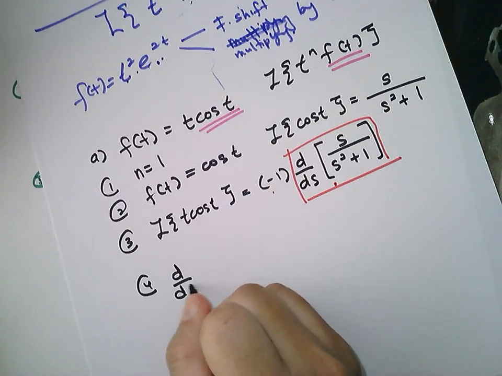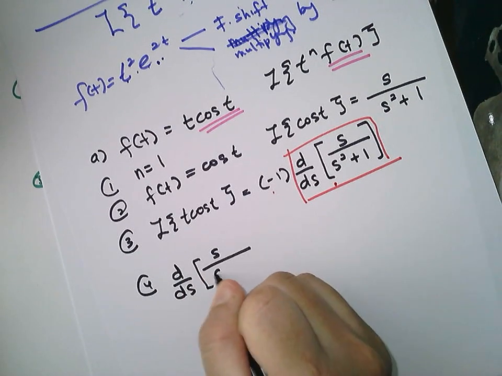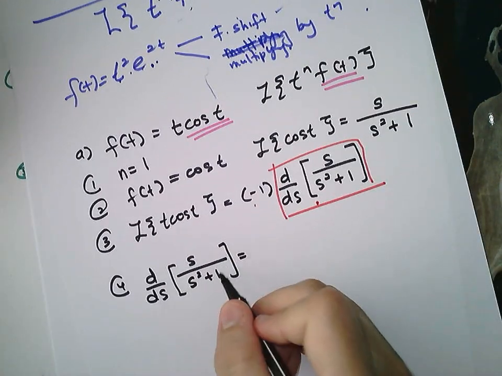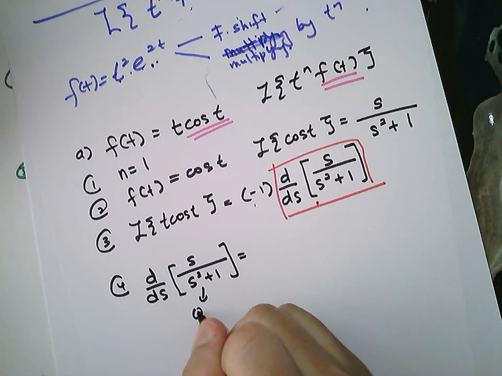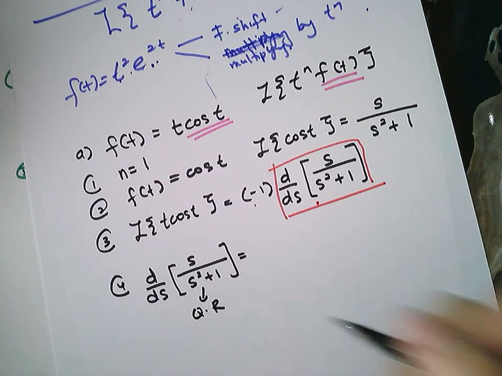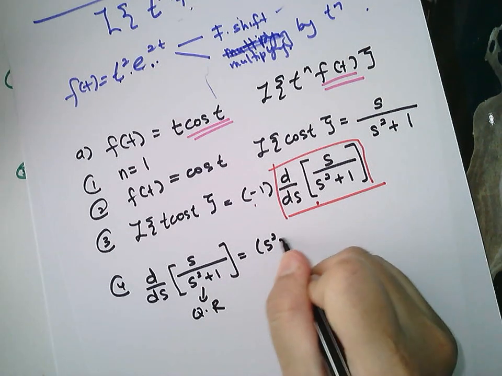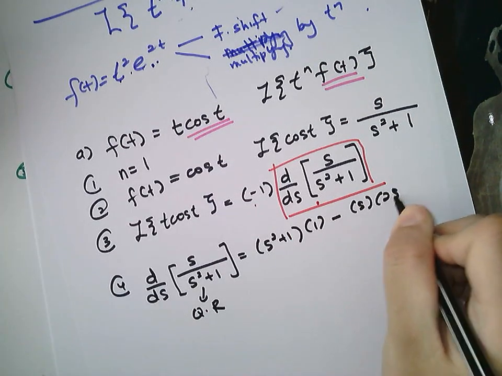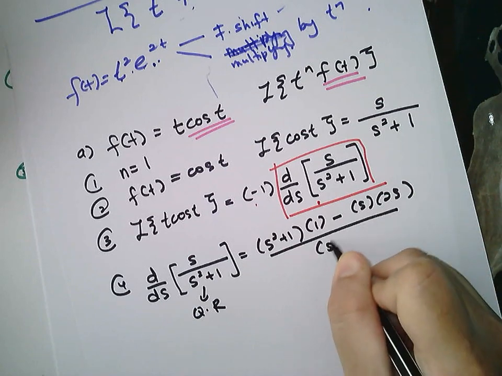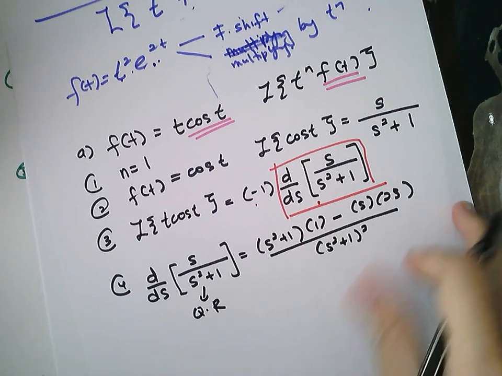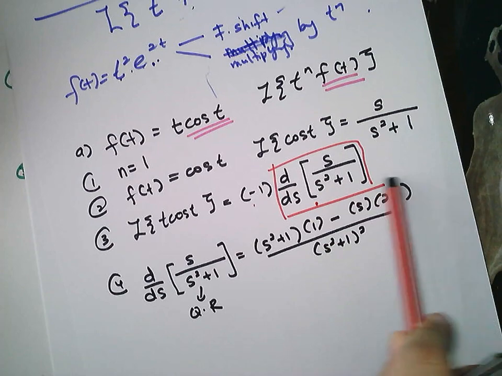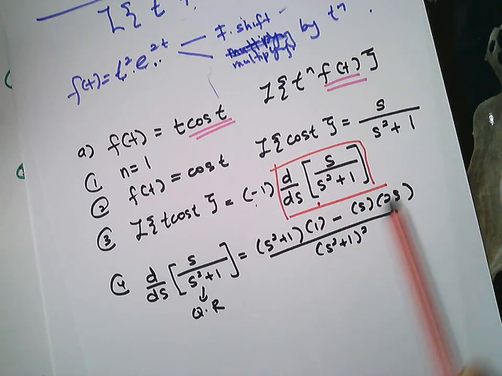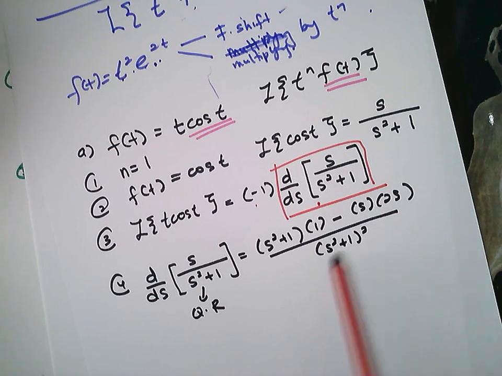d/ds of s over s squared plus 1 is equal to, so this one is u over v, so you have to apply the quotient rule. Okay, so you will have v du minus u dv over v squared. So you just expand and simplify the numerator part only. For the denominator part, just leave it as this one.